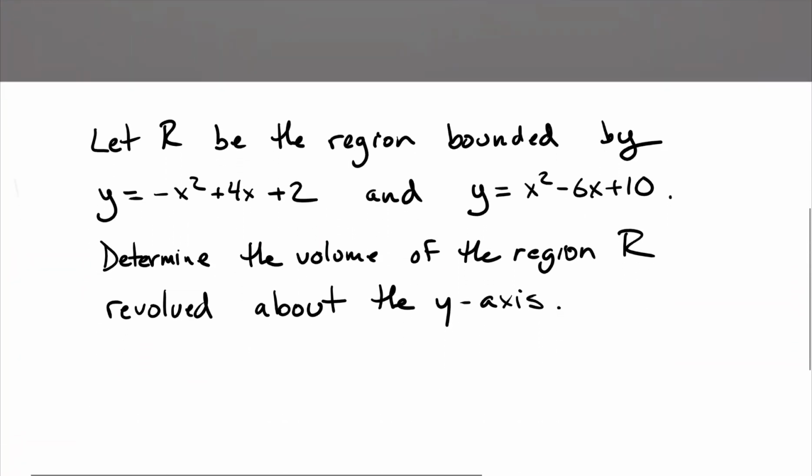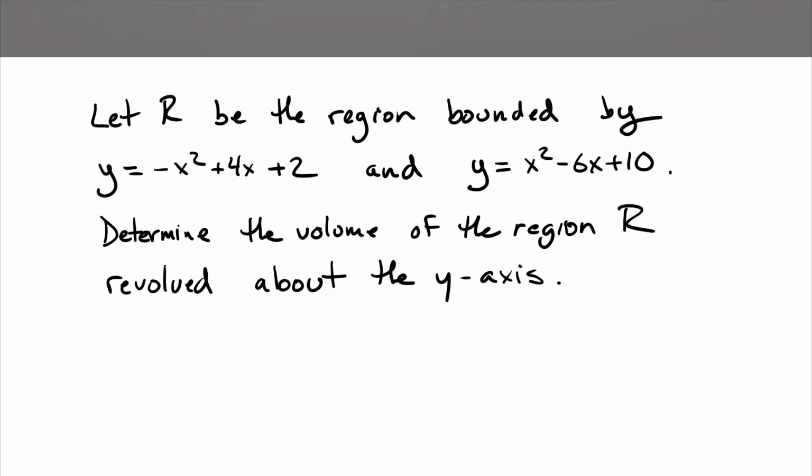So let R be the region bounded by y equals negative x squared plus 4x plus 2, that parabola facing down, and y equals x squared minus 6x plus 10, a parabola facing up. Determine the volume of the region R revolved about the y-axis.